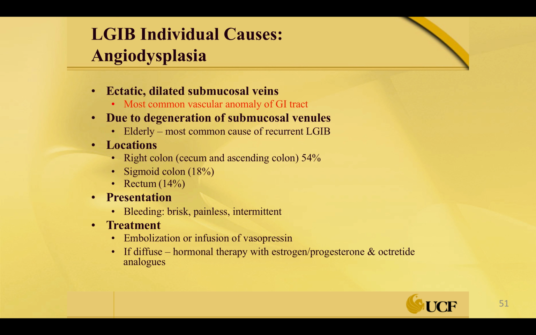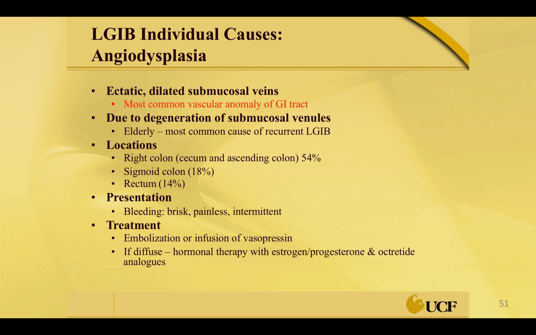The treatment is embolization or infusion of vasopressin, and if the bleeding is diffuse, hormonal therapy with estrogen, progesterone, and octreotide analogs is indicated. The hormonal therapy is thought to improve coagulation by altering the microvascular circulation and improving the endothelial integrity. But you have some adverse effects that include breast tenderness and vaginal bleeding in women, and gynecomastia and loss of libido in men, fluid retention, and even stroke.